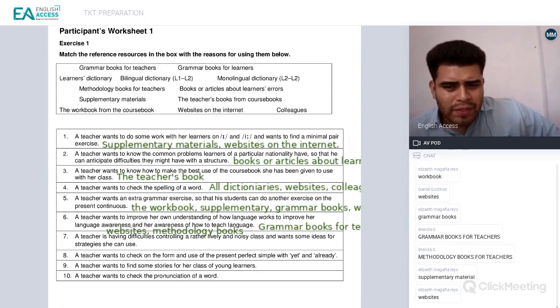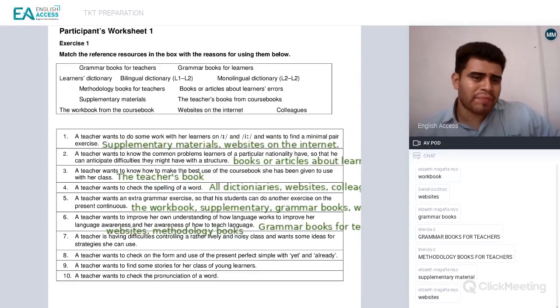Not necessarily supplementary materials, because she's not the one taking the class. She's the one that wants to understand the class and teach it better. So grammar books, websites, and methodology books are good examples.